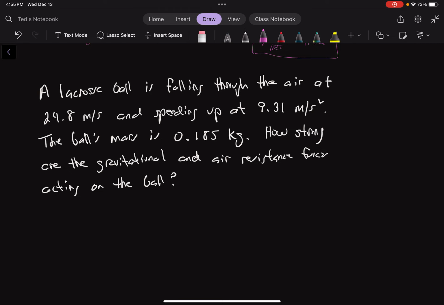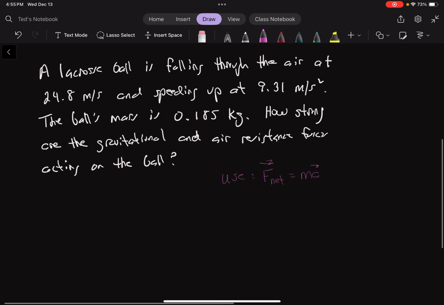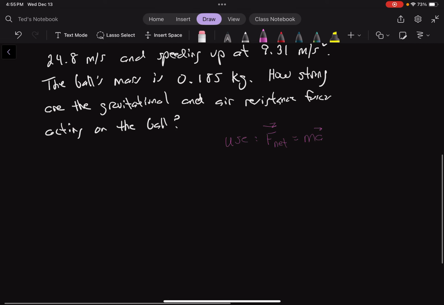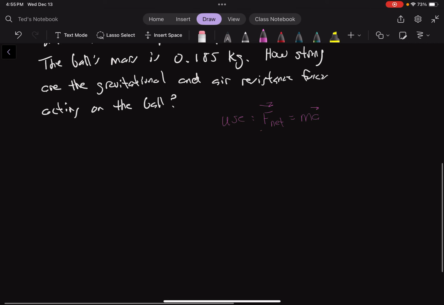So we are going to use F net is equal to ma. And if you haven't had me for Physics 1, this is going to look just slightly different than what you might be used to. A lot of physics professors will talk about a free body diagram. I talk about a picture equation, which is like a free body diagram, except it has both parts of this equation.